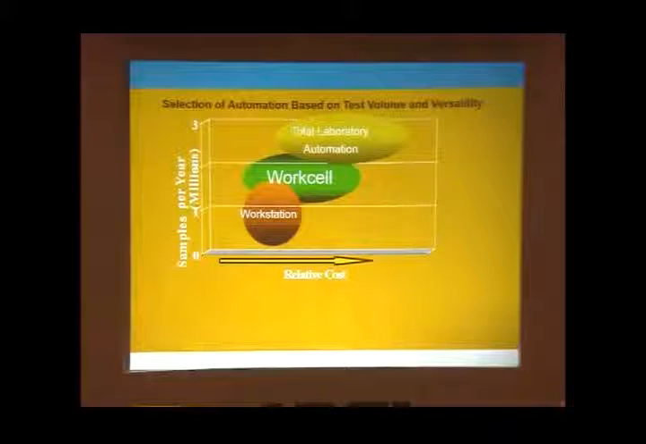Now, you have to also think of the cost. So there are three ways you can do it. One is you can think of a workstation, where you just automate whatever you want in the pre-analytical phase, or you can go for a work cell or total laboratory automation. Now, all this will depend on the number of samples that you receive per year. So if it is say 1 million, then you can settle for a workstation. If it is 2 million samples per year, then you go for a work cell. Or if it is 3 million or above, then you go for total laboratory automation. And this will relatively increase your cost also.